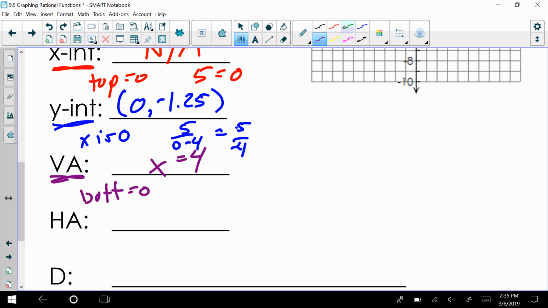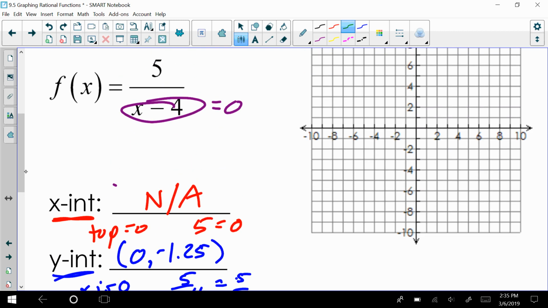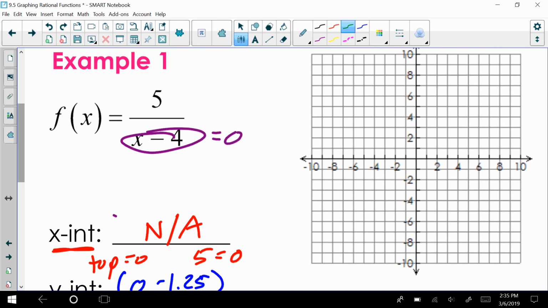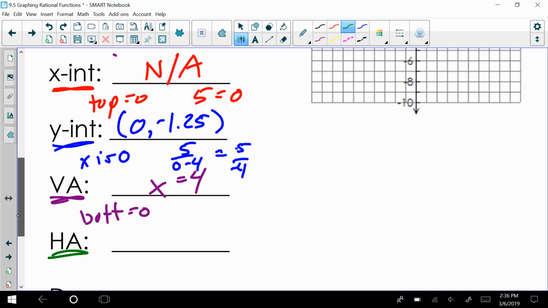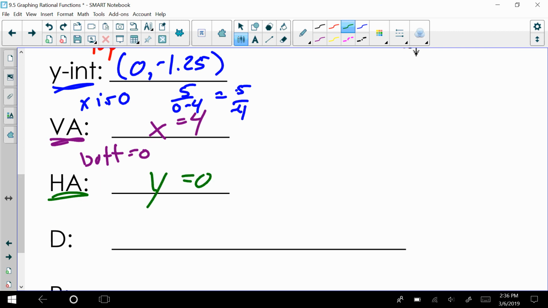And finally, we have a horizontal asymptote. Well, how do you do that? Well, you take the degree of the top, which is x to the 0, so it's 0, compared to the degree on the bottom, which is 1, and that's less than. When I do that, I look at the cases. This is case 1 from last class. Then that's y equals 0.